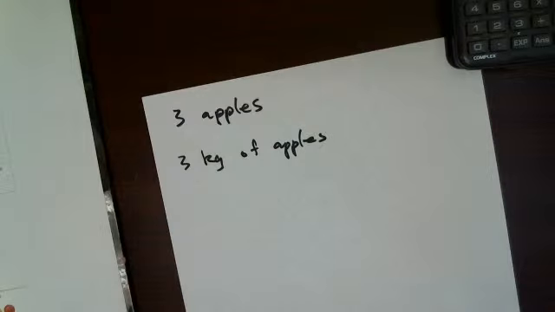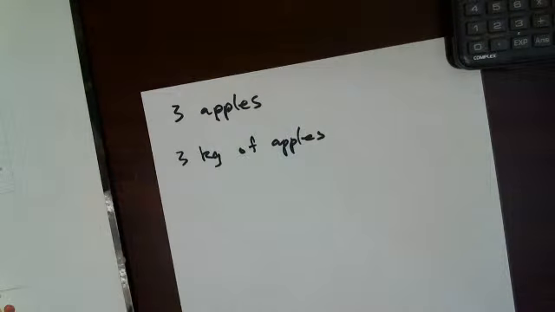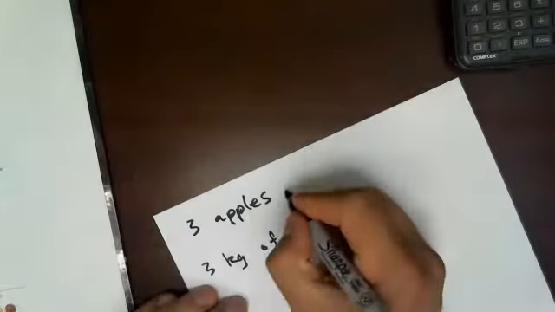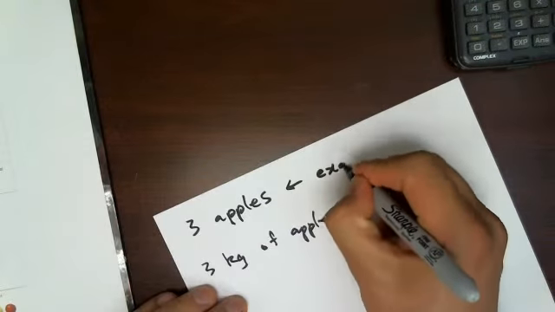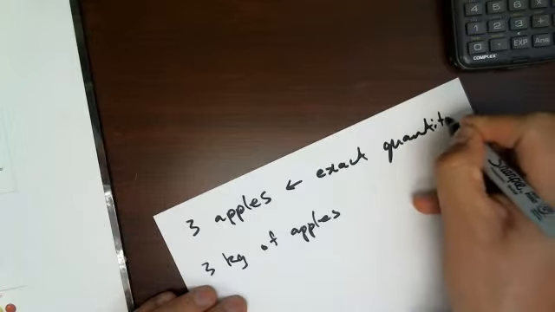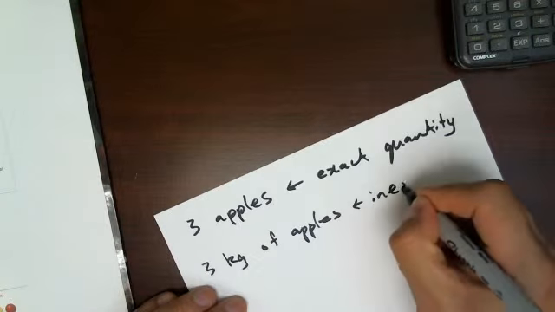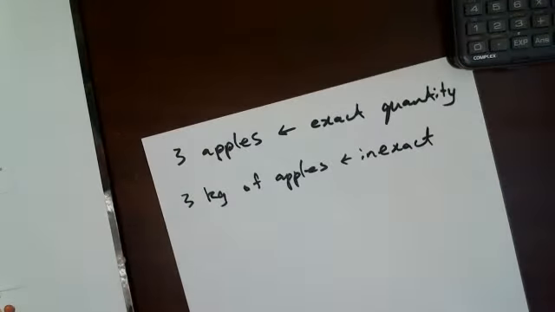There's no real precision in that 3 kilograms of apples. That could be 3.1, 3.05, 2.98, something. We don't know exactly. And so this one here is known as an exact quantity, but this one's an inexact because it's not exactly right.